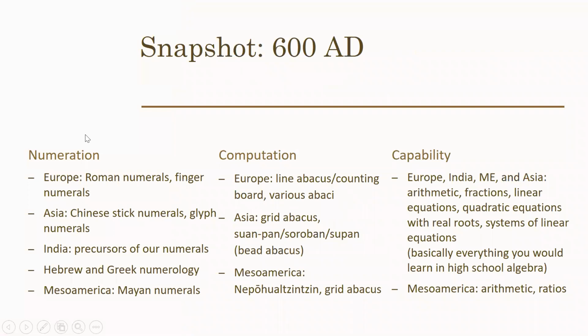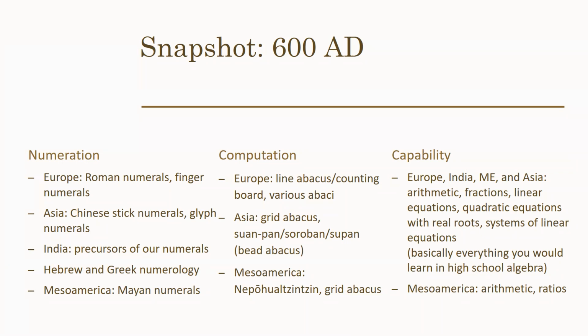So let's take a look at a snapshot of what 600 AD looks like. In Europe, they're still using Roman numerals, and they're using finger numerals, which we're going to see in a minute. In Asia, they had stick numerals and glyph numerals. In India, they had the precursors of the modern numerals that we have today. Hebrew and Greek were very much concerned with numerology, with making a correspondence between words and numbers. And in Mesoamerica, we have a very well-established system of base 20 Mayan numerals.